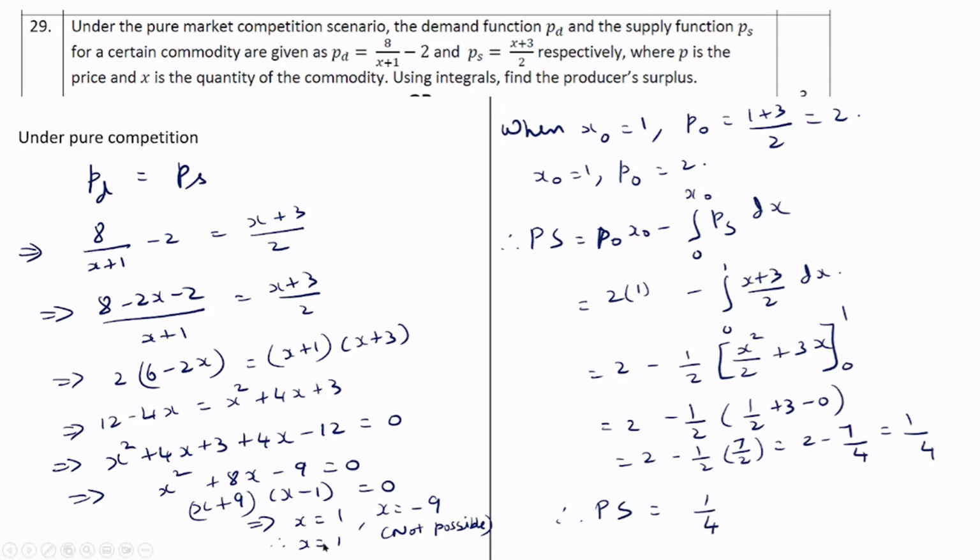So here finding the value of x, that is the equilibrium quantity, carries 1.5 marks. This part carries 1.5 marks, and then finding the producer surplus. This part carries 1.5 marks.